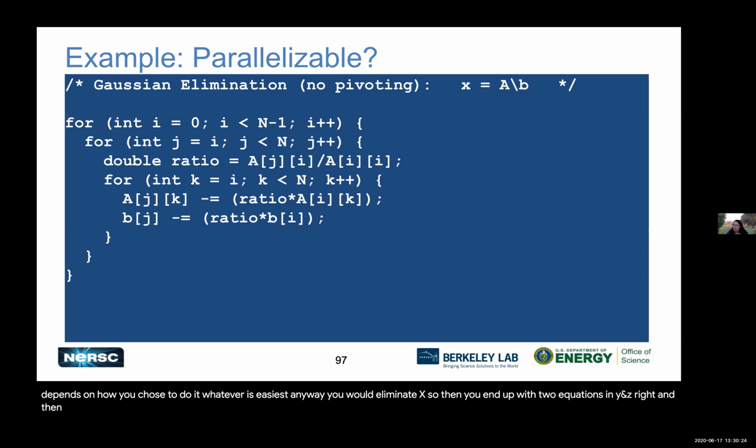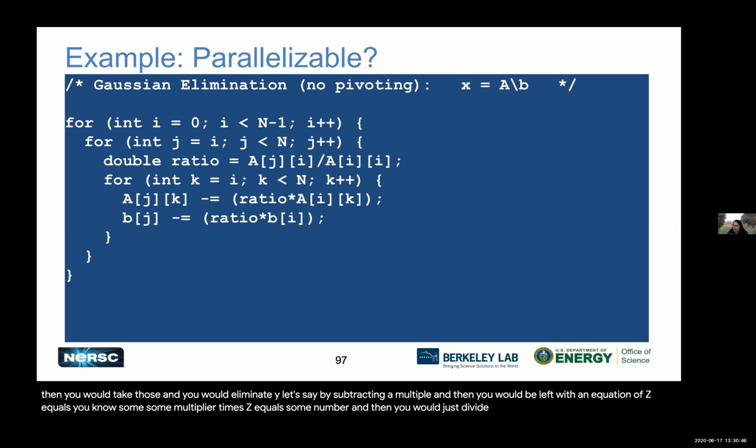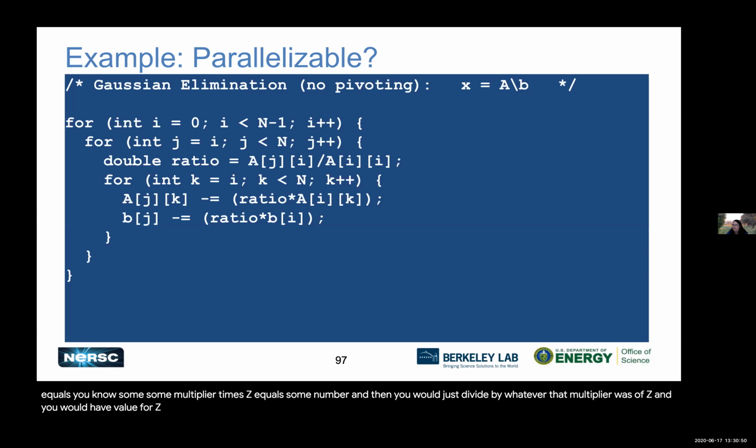And then you would eliminate y, let's say, by subtracting a multiple of one of them from the other. Then you would be left with some multiplier times z equals some number. And then you would just divide by whatever that multiplier was, and you would have a value for z. And then you would go back in and back solve, right?